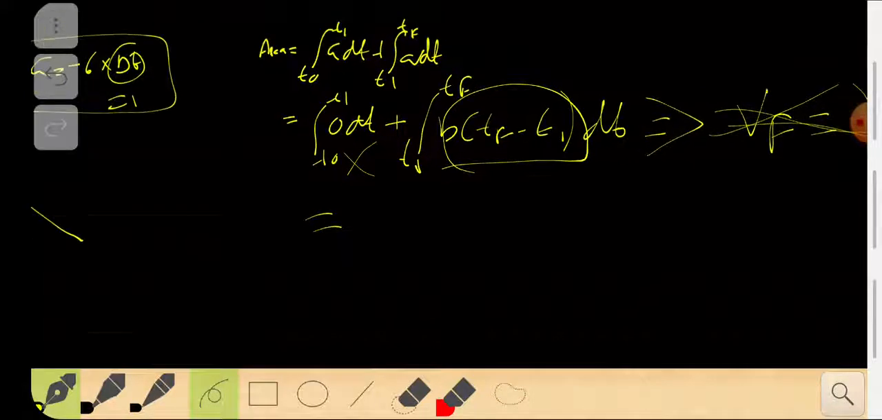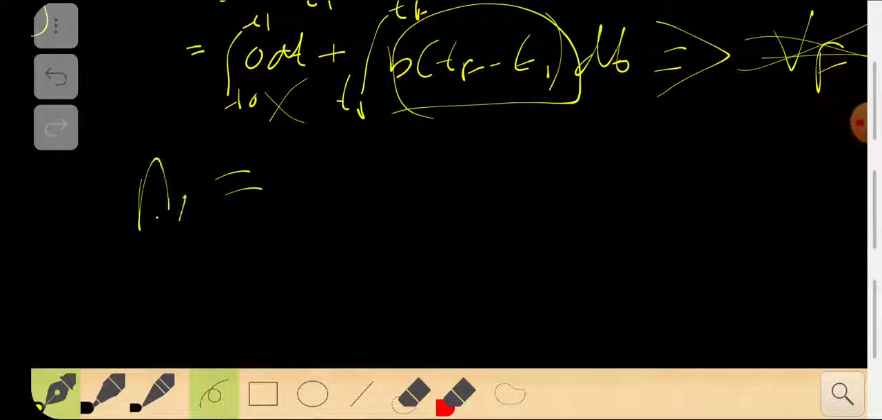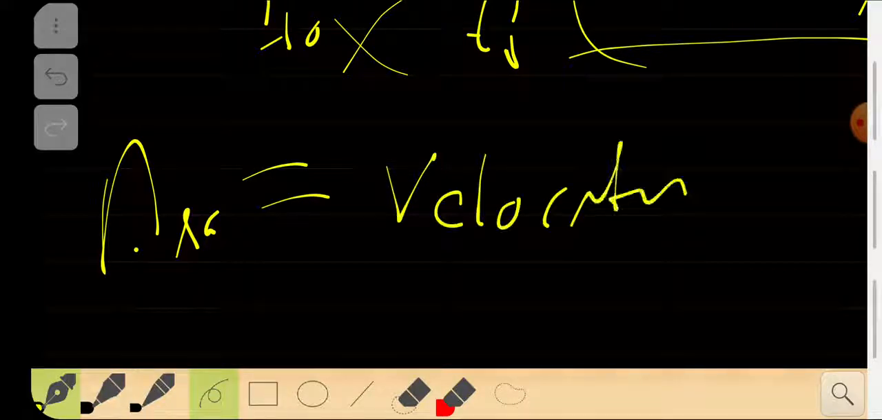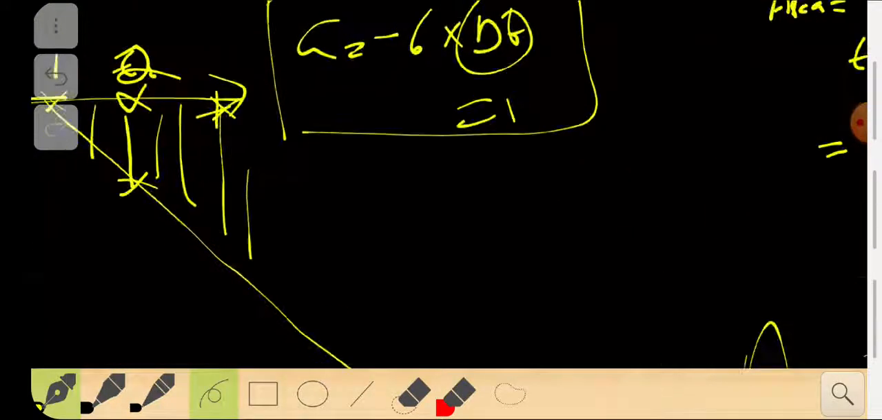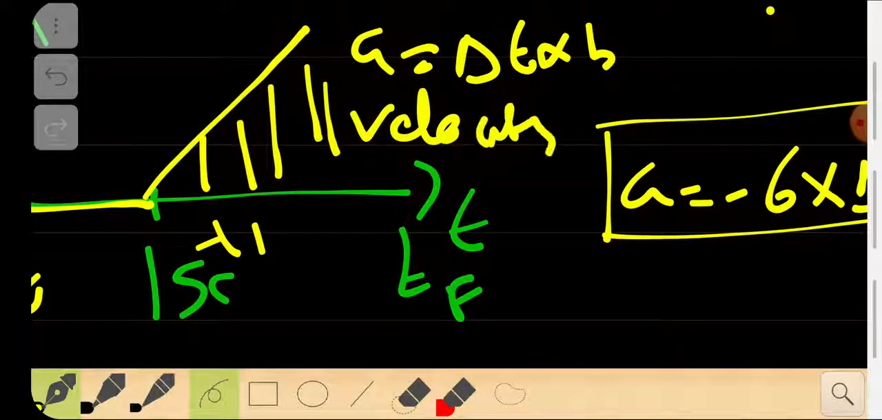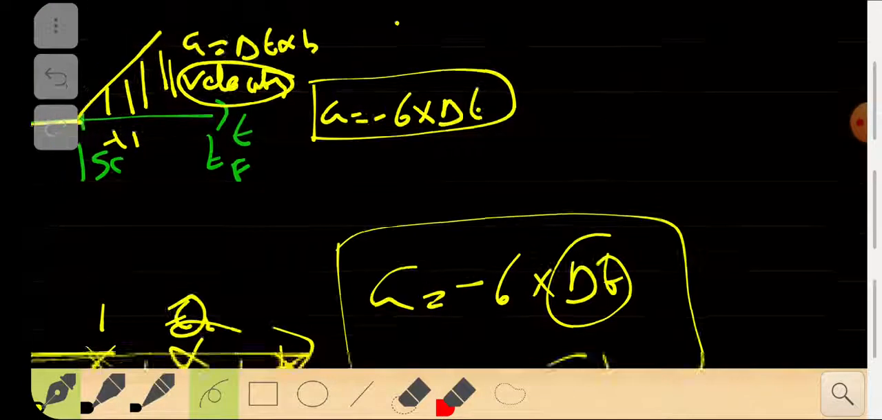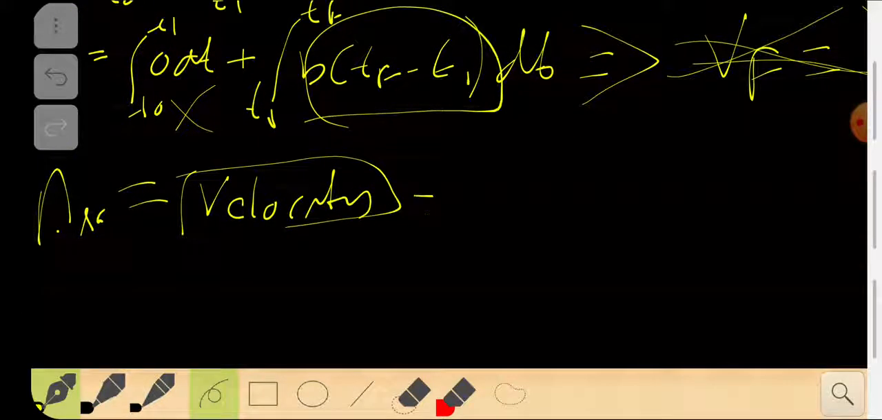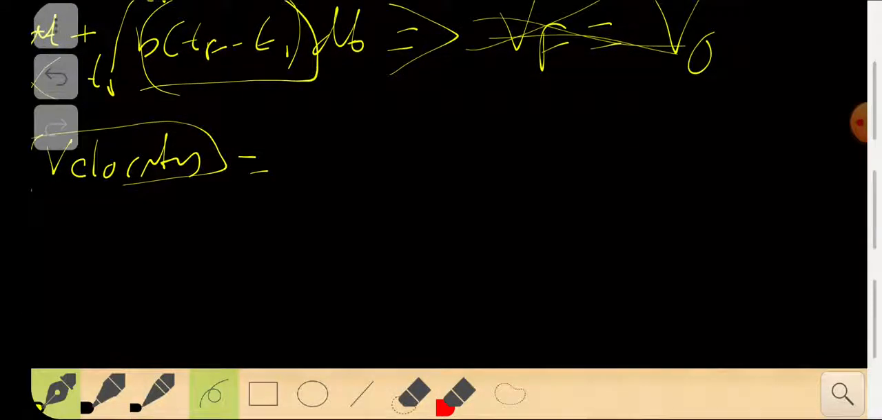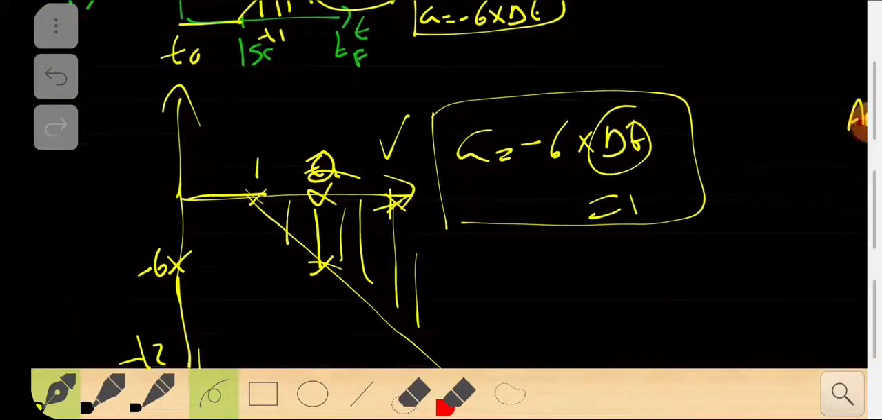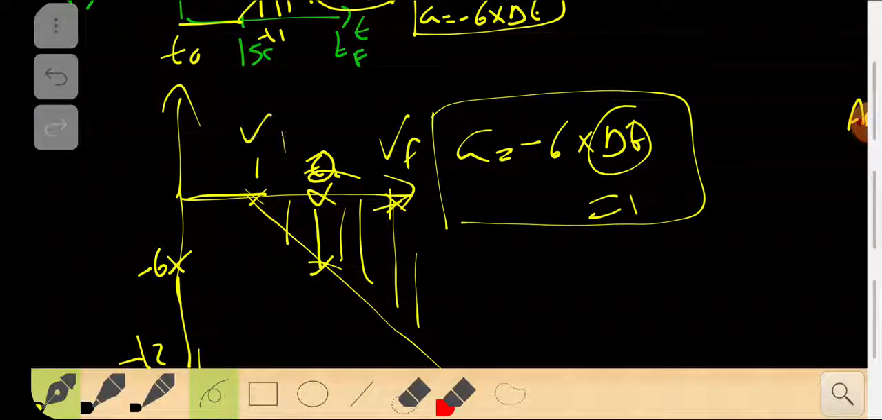So this area will be equal to the velocity, so total velocity of the motion. So the area underneath this curve will be equal to the velocity. So now you can clearly say that this integral will be equal to the velocity. So velocity will be, right, if you look at this graph, you can see its velocity will be vf, and there will be v1 and this will be v0.